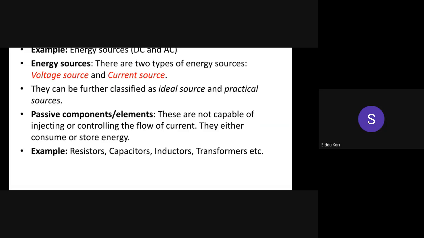Examples of these are resistors, capacitors, inductors, transformers, and many more. For now, you just concentrate on resistors, capacitors, inductors. Resistor is a passive component, or resistance, if you have heard of resistance. Have you heard of resistance? Yes, ma'am. Are you familiar with Ohm's law?